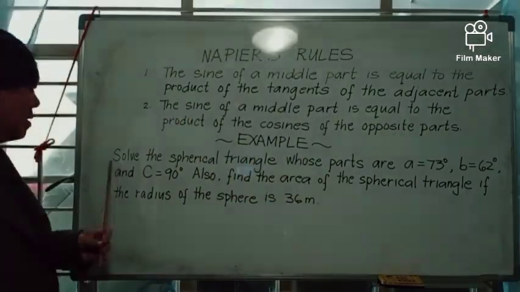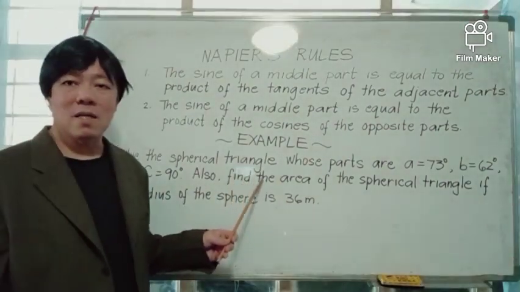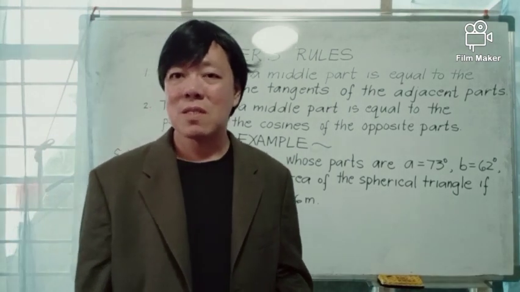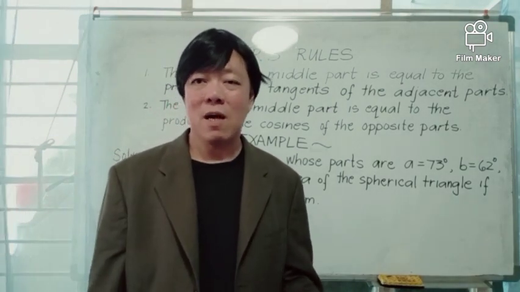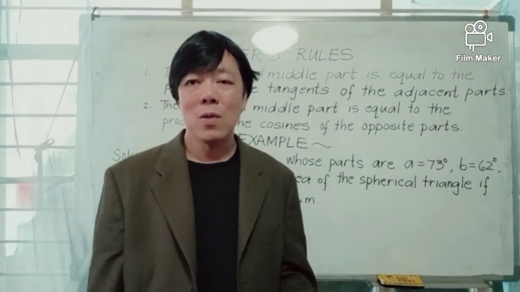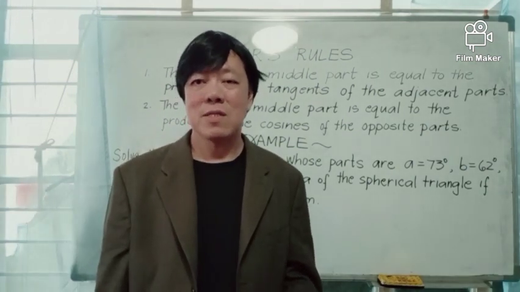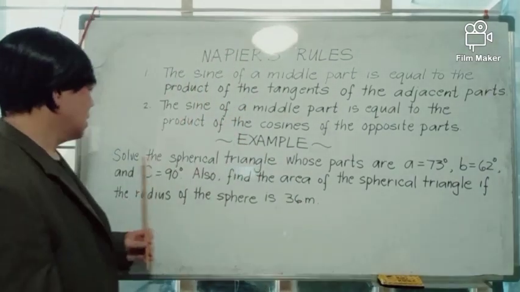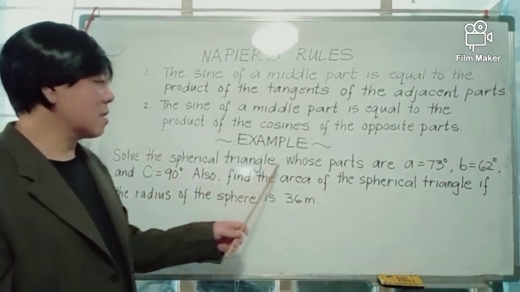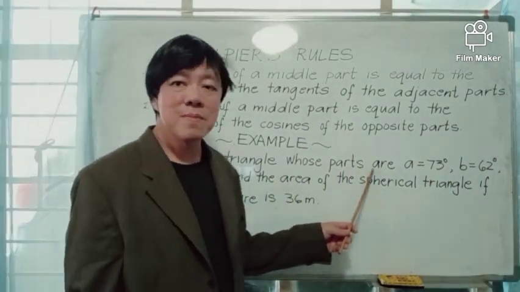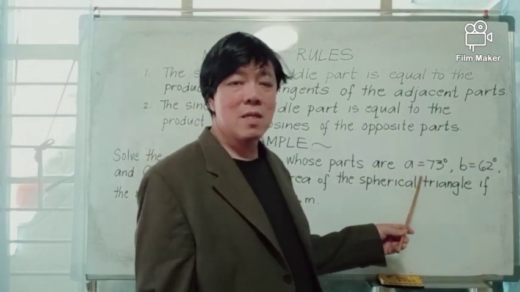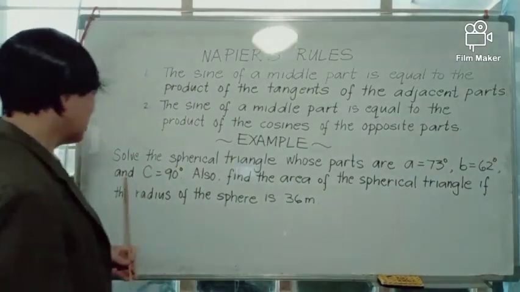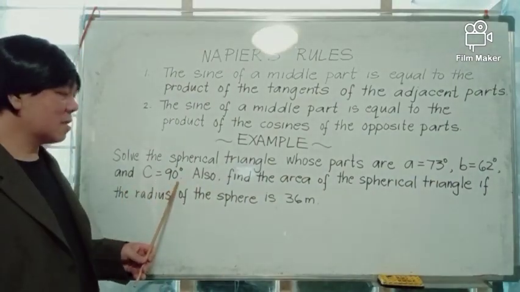Example, solve the spherical triangle. As in plane trigonometry, when we say solve the spherical triangle, it means that we have to find all the parts that are not given, or all the unknown parts of the spherical triangle. Again, solve the spherical triangle whose parts are small a 73 degrees, small b 62 degrees, and capital C equals 90 degrees.